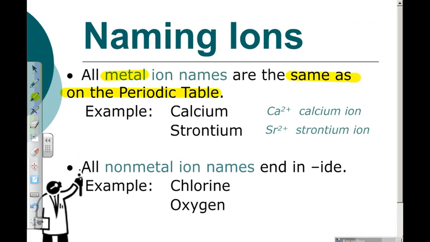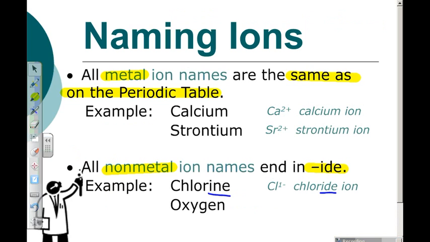When we look at the nonmetals, we have to do a slight change to their names. The nonmetals are going to get a new ending. The ending they get is an IDE ending. What this means for us is that we have to change the ending. For example, chlorine ended in INE previously. To show that it's an ion, we're going to change its ending to IDE. So its name here becomes chloride ion. Notice the chlorine has a -1 charge.